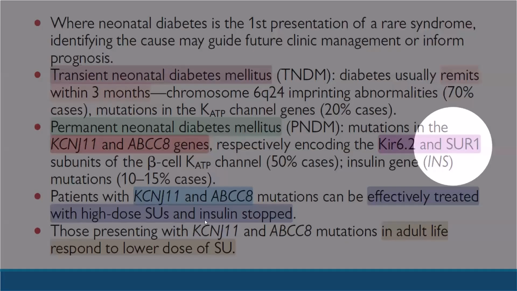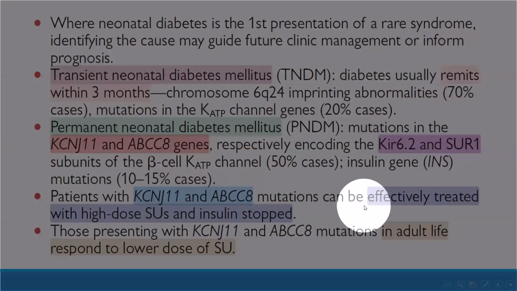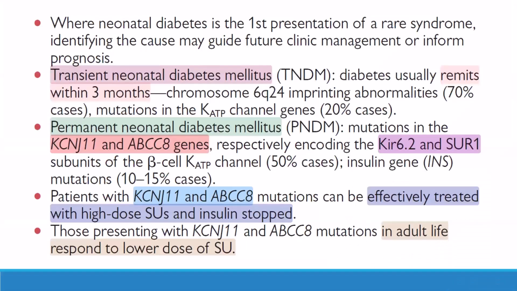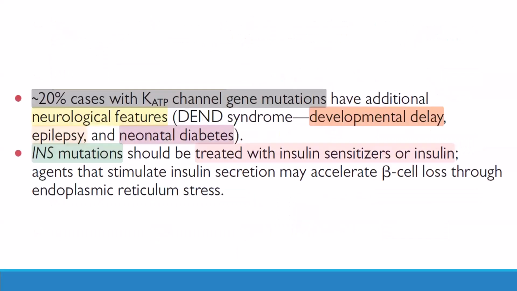If we have this gene mutation, it will be effectively treated with a high dose of sulfonylurea, and insulin may be required to be stopped. But it is very important to know this. There is a specific protocol for stopping insulin and shifting to glibenclamide, and it is available in the neonatal and pediatric textbook. And in adult life, patients respond to a lower dose of glibenclamide or sulfonylurea.